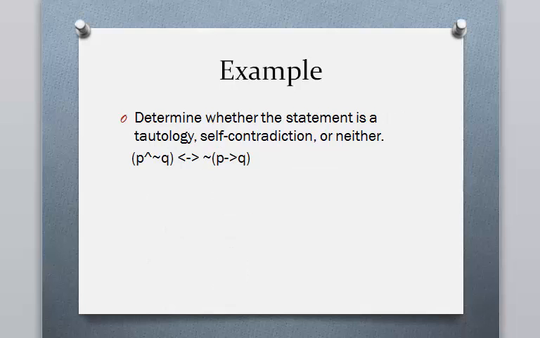Our last example says to determine whether the statement is a tautology, a self-contradiction, or neither. And our statement is P and the negation of Q, that is in parentheses, if and only if, and then we have the negation of, in parentheses, P implies Q. So let's begin by setting up a truth table, which will allow us to determine whether we have a tautology or a self-contradiction or neither.